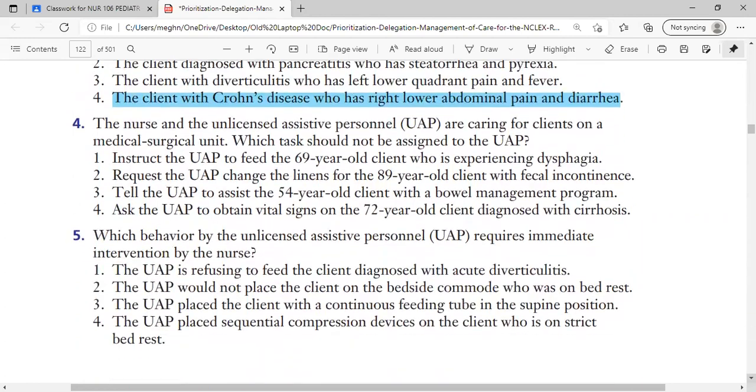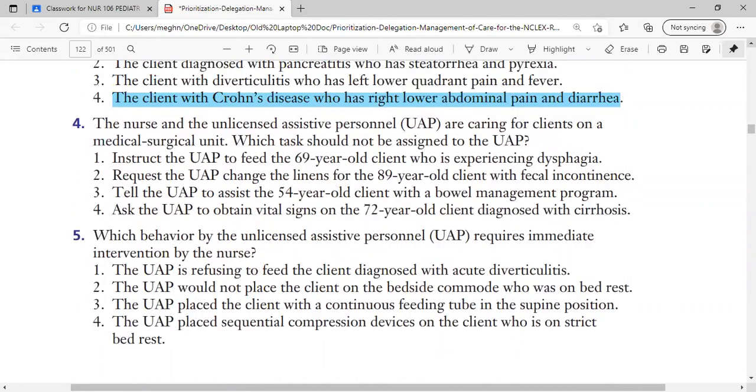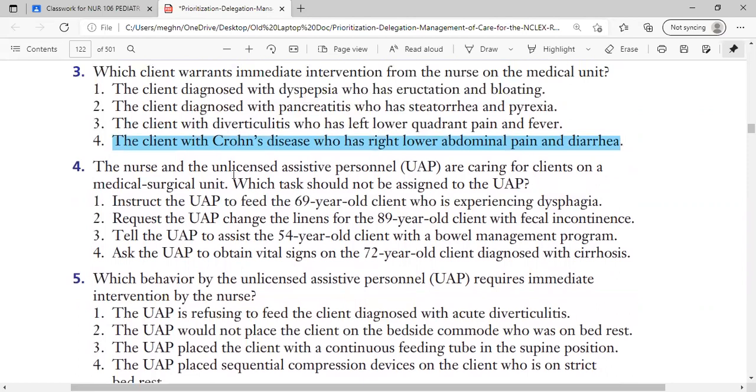So next question here. Which behavior by unlicensed assistants, oh no, we have this question. The nurse and UAP, UAP means unlicensed assistive personnel, are caring for a client on a medical surgical unit. Which task should not be assigned to a UAP, or what we call a CNA or HHA?